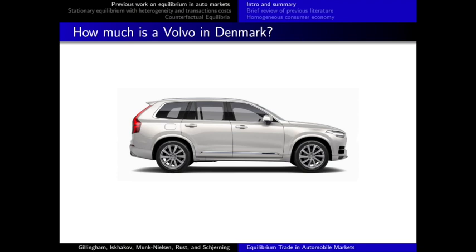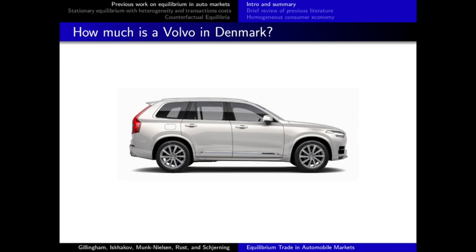I want to start with a picture. Okay, so this is a Volvo. It's a Swedish car. It's kind of a high end Volvo. It's an XC90. It's a couple of years old, this picture, but it's supposed to be a picture of a new car. Okay. So, how much is a Volvo in Denmark?